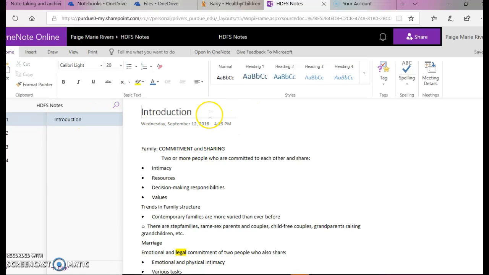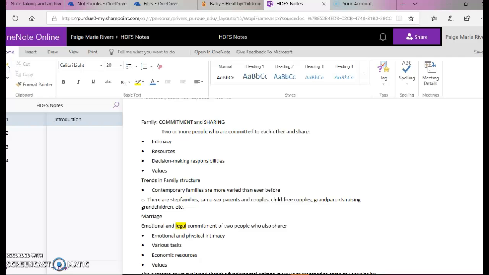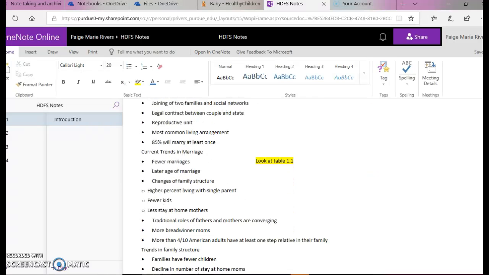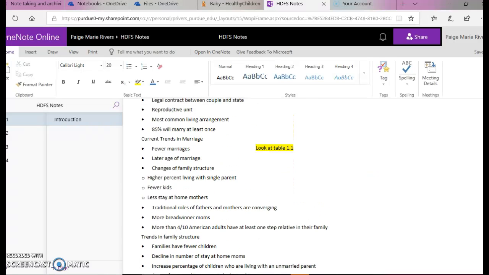So chapter 1 was called Introductions, and in that chapter I have all my notes. I have the important keywords, as well as things I needed to look at for studying. I have some little notes off to the side that go with it that tell me where to go to look at more information.